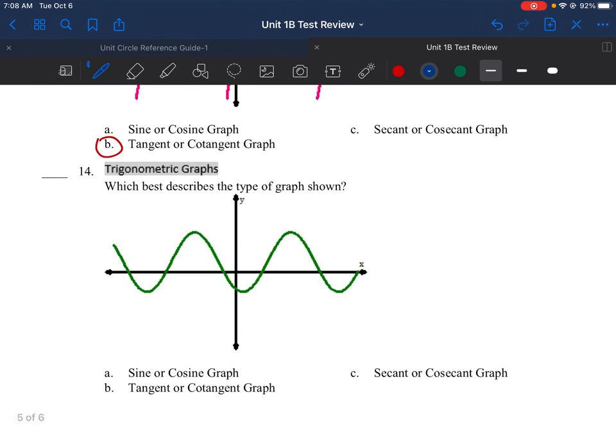And then number 14, our last problem on this little review. Well, we know that we only get this wave-like pattern here with sine and cosine curves. So this would be answer choice A.